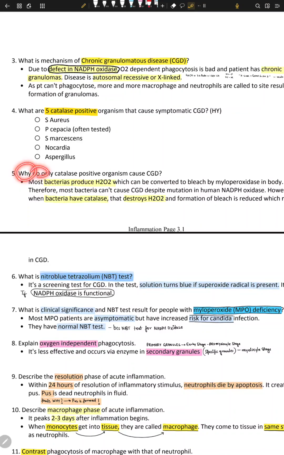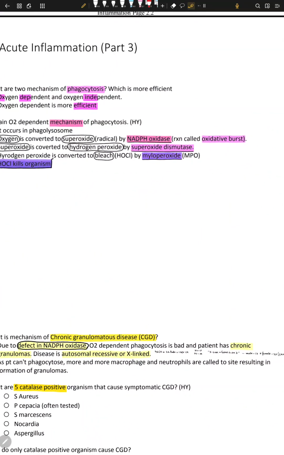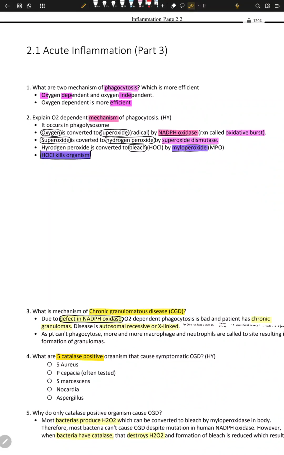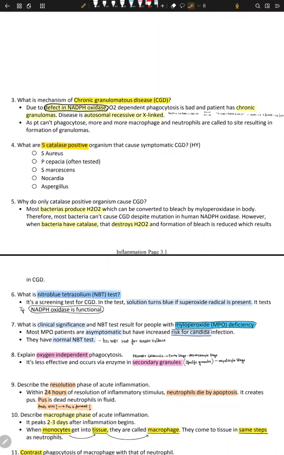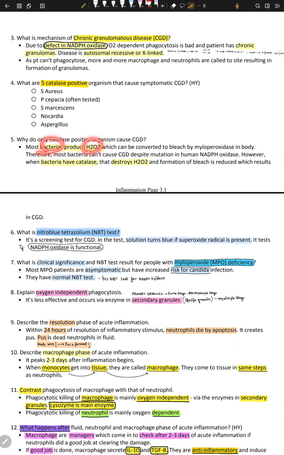Let's see. Why do only catalase positive organisms produce CGD? It's a cool point. Why is it cool? Because most bacteria produce something called H2O2, which is hydrogen peroxide. I keep forgetting the names. I'm so sorry. What happens is that most bacteria produce H2O2. Okay, they make it themselves, right? Which can be converted to bleach by MPO, myeloperoxidase, in the body. Okay.